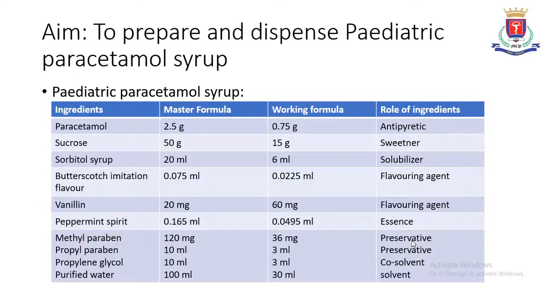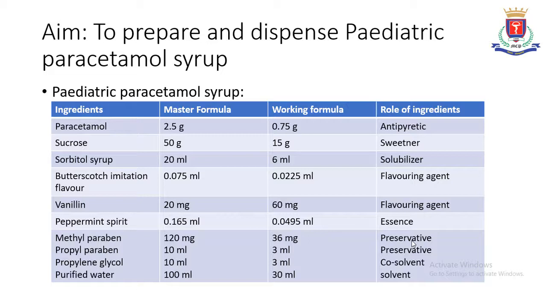Now here you can see the formula for pediatric paracetamol syrup. Now the ingredients, as we have already seen, it requires paracetamol, which is the API having the therapeutic activity. The category of paracetamol is antipyretic, that is, it reduces the elevated body temperature. In addition to that, it also has an analgesic activity. It belongs to the class of NSAIDs, that is non-steroidal anti-inflammatory drugs.